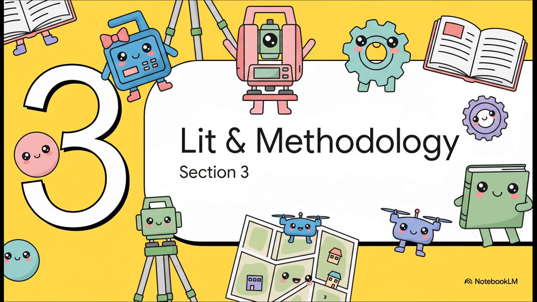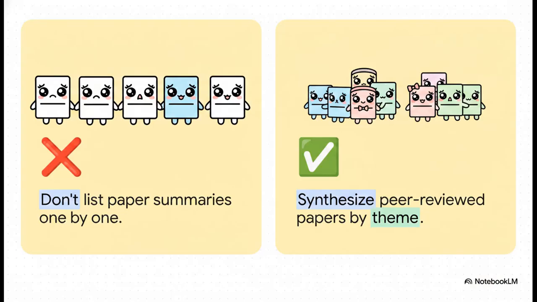That brings us to Section 3, Literature and Methodology. This is the core engine of your proposal. Chapters 2 and 3 are where you prove you understand the field and where most proposals either win or completely fail. For the literature review, please, whatever you do, avoid the massive amateur mistake of just listing paper summaries one by one. Saying author A did this and then author B did that is just a summary, not a review.